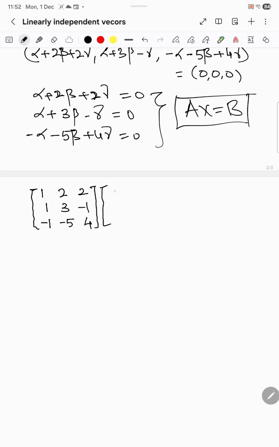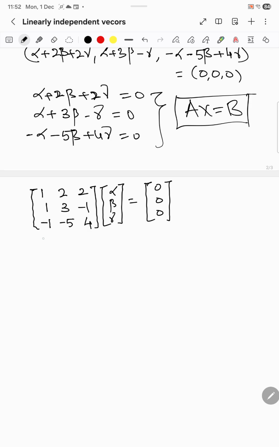Here we have to put alpha, beta, gamma, and here we have to put 0. Okay, so this is a homogeneous system, and we are looking for the non-zero solutions, meaning the solutions of this system. If we are having only the zero solution, then the vectors are linearly independent, and if we are having some non-zero solution, then the vectors are linearly dependent.